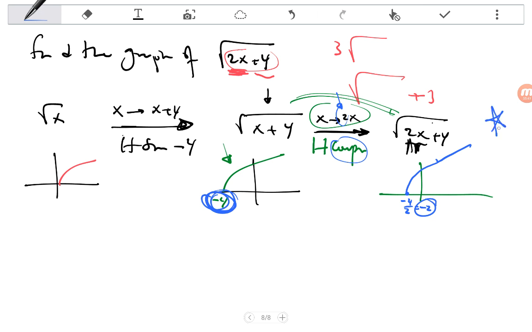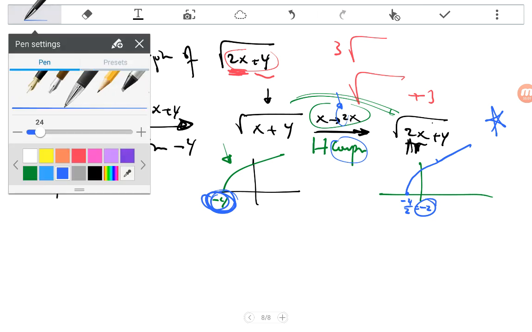So this is one way to solve this problem. Is there another way? Yes, there is another way. You may switch the operations, but the numbers will be different. You may start with the scaling, then make the shift.